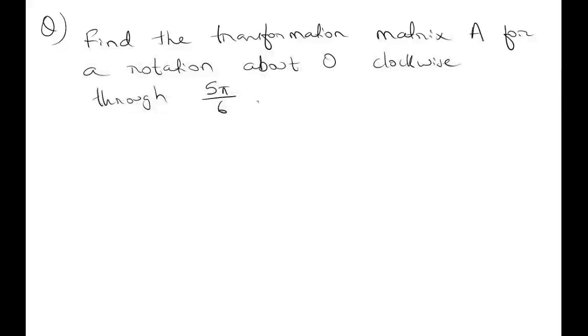So let us quickly do a question. The question is, I have to find the transformation matrix A for a rotation about the origin clockwise through 5 pi by 6. That means I have a vector that is being moved 5 pi by 6 in the clockwise direction, and I'll end up at a new vector. I need to find out what I should pre-multiply my existing vector with so that I arrive at a new vector which is exactly 5 pi by 6 in the clockwise direction about the origin.